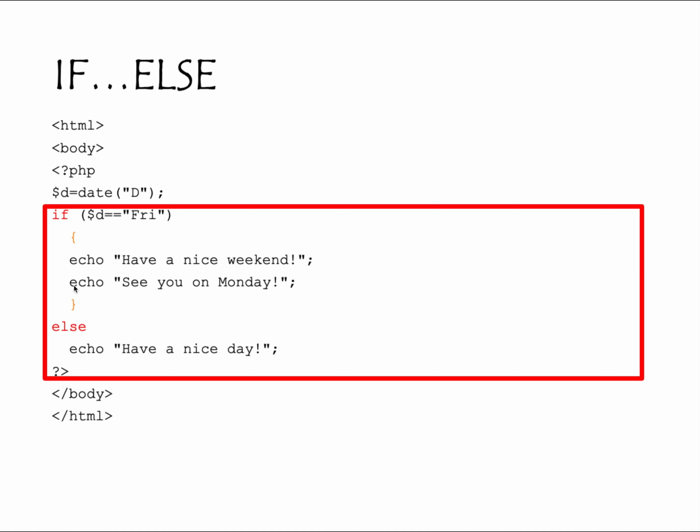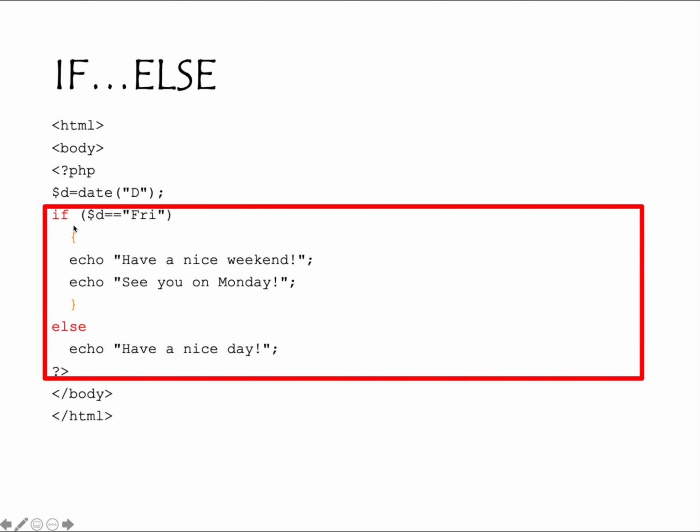This curly brace part is the if block. When the condition is true, this curly brace block will be executed. But if not, it will go to else. So if it's a Thursday, it's not true, so it will skip and go to else, and then it will just echo, have a nice day. Suppose today is a Friday, then the condition is true, and this block will be executed. So 2 lines of code will be executed: have a nice weekend, and see you on Monday.